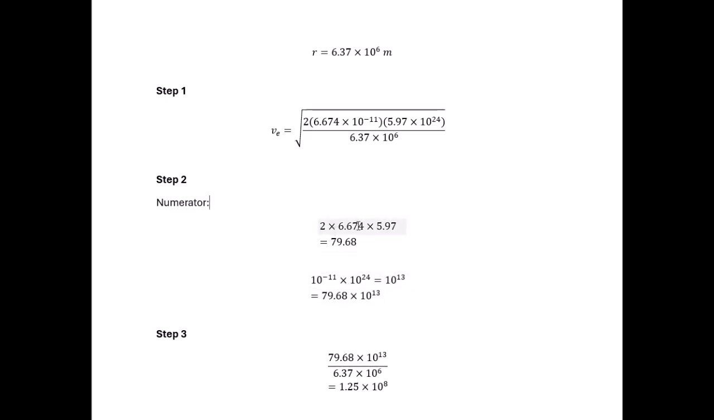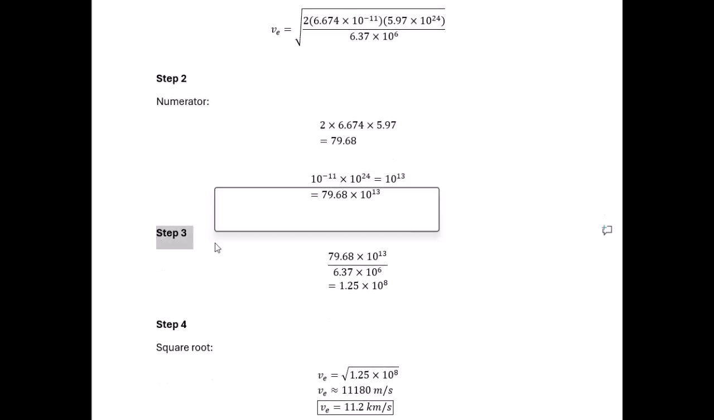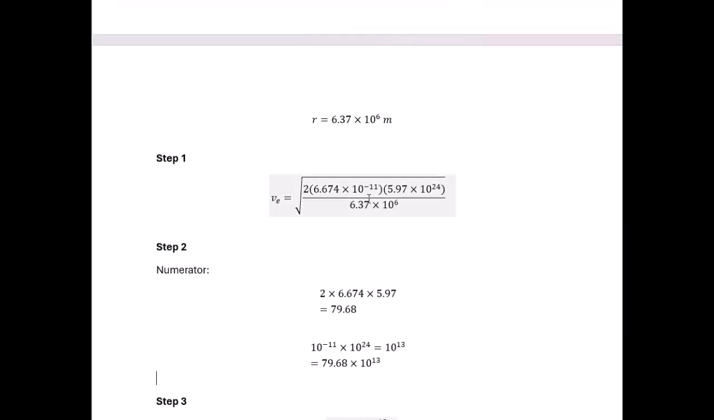So 2 into 6.674 into 5.97 will give the value of 79.68. After you get the tens power, you have to multiply it with this. So in step 3, you will take the value and divide it by 6.37 into 10 raised to power 6.